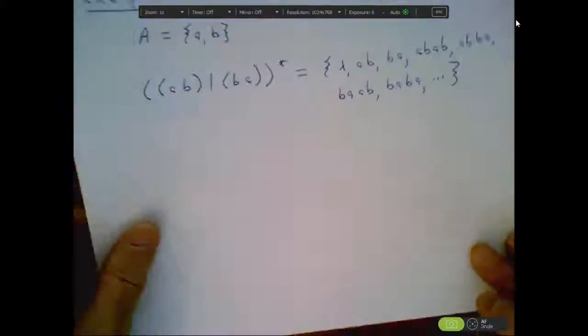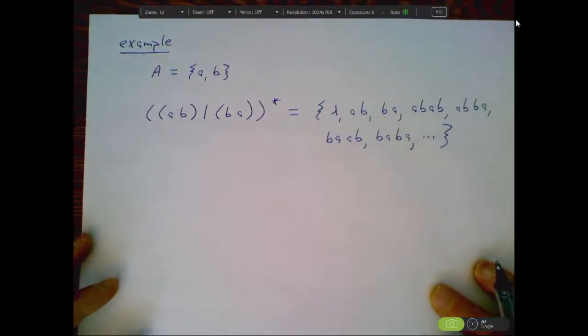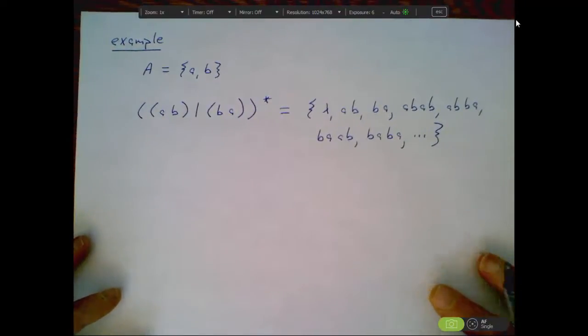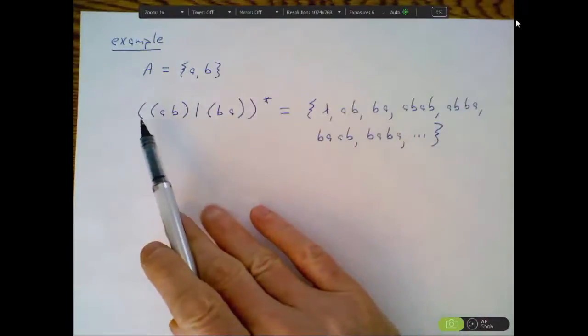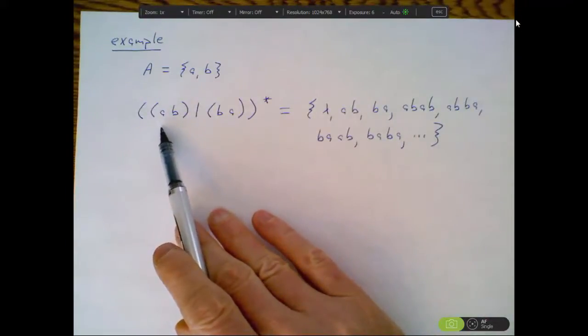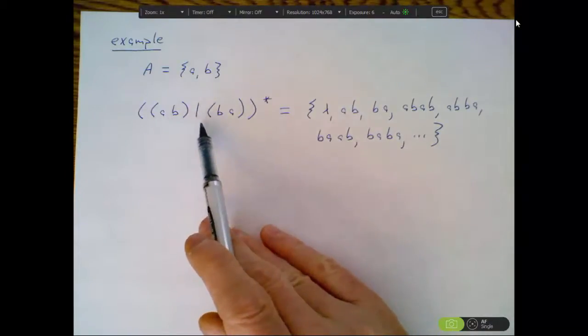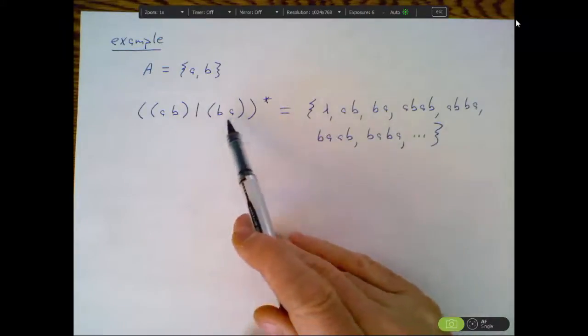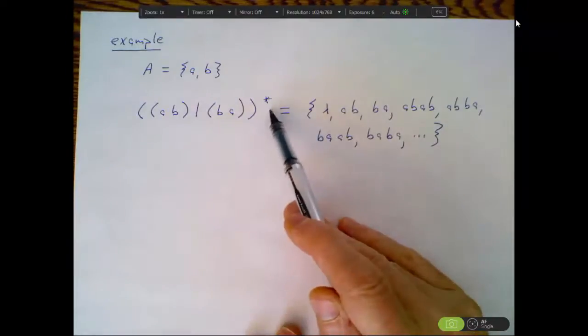All right, let's look at an example of a regular set. So, got an alphabet, again, just the two symbols A and B. And I've written down a regular set here. Again, I'm using the parentheses just to group things and make it clear what the order is. So in this case, concatenation happens before the alternation. The alternation happens before the star.